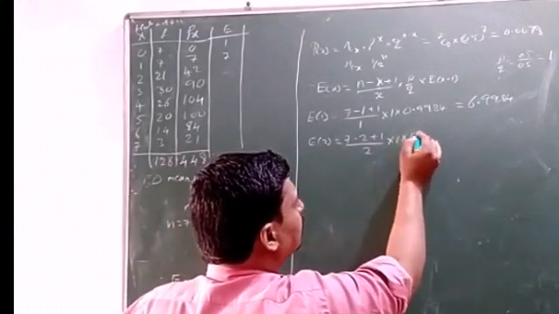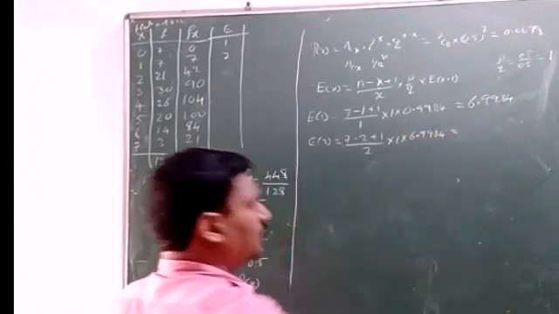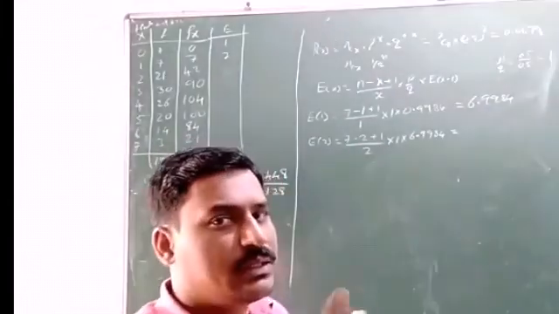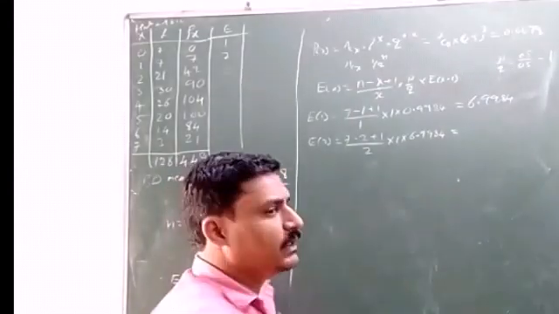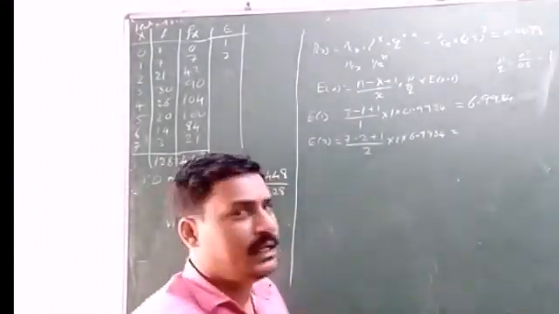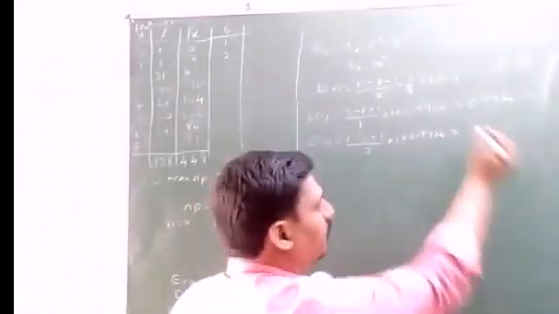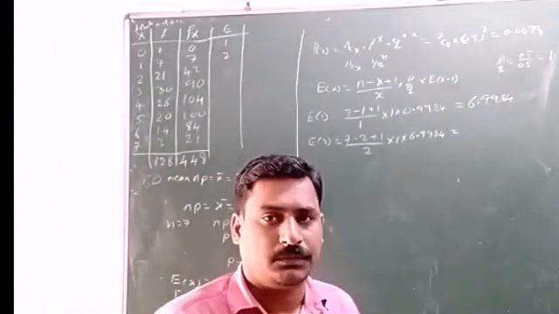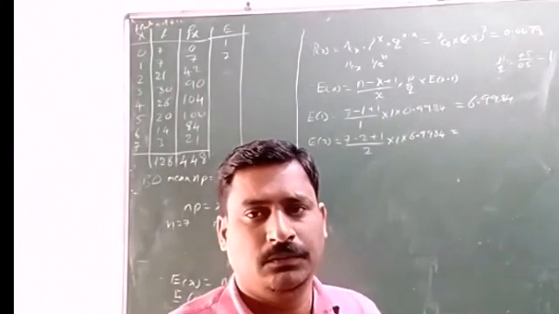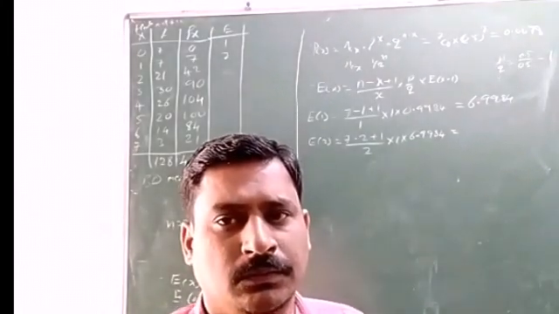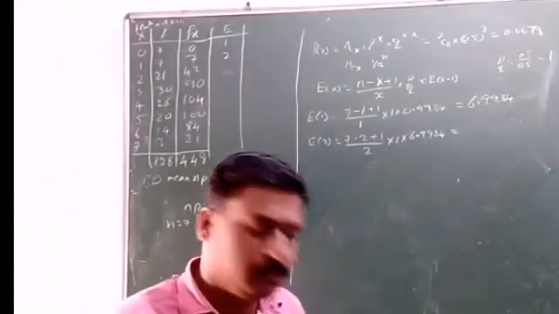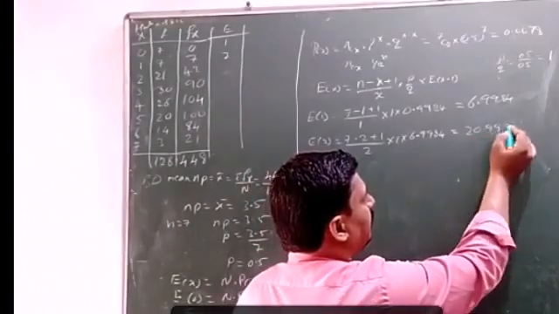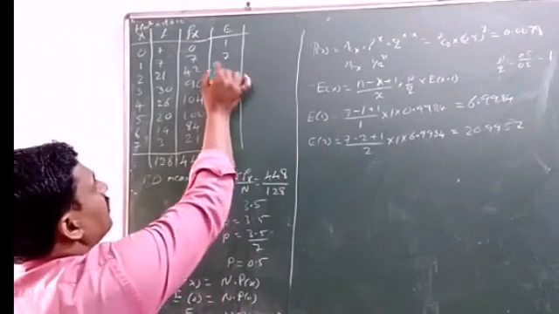Next, E of 2 is equal to 7 minus 2 plus 1 divided by 2 into 1 into 6.9984. So 7 minus 2 is 5, 5 plus 1 is 6, 6 divided by 2 is 3, 3 into 1 is 3, and 3 into 6.9984 is 20.9952. So approximately here 21.